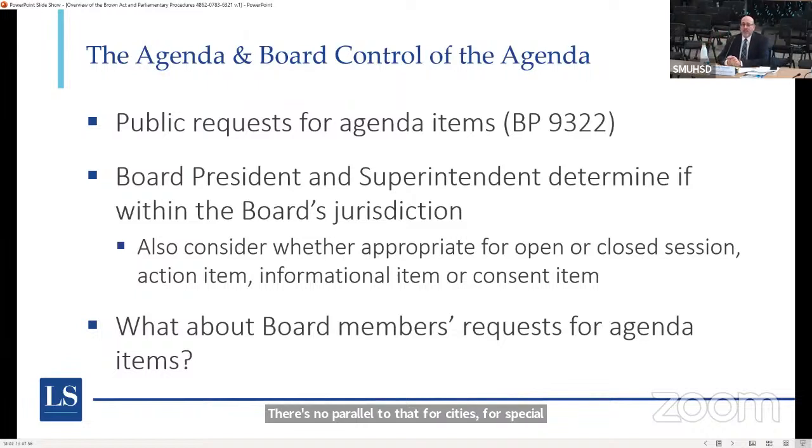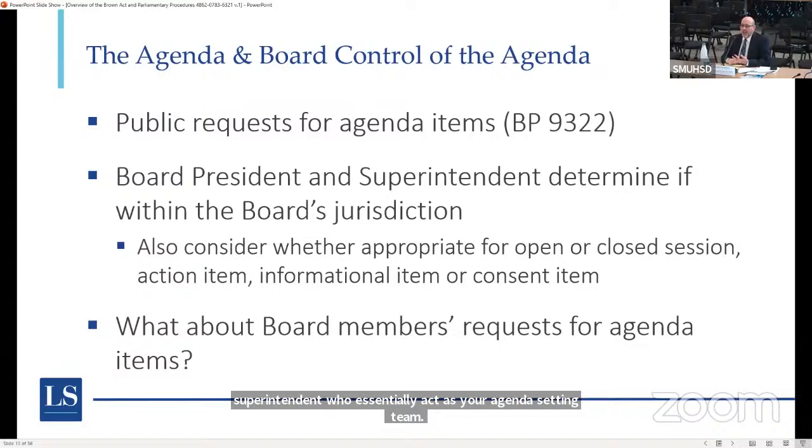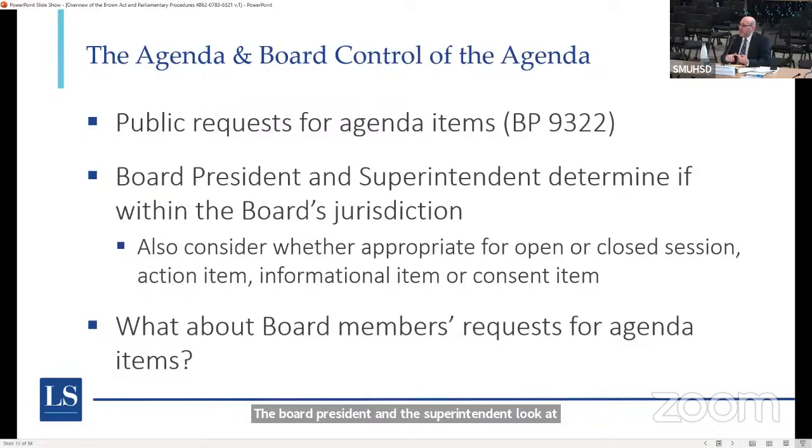So members of the public can ask to include something on your board agenda if it's within the subject matter jurisdiction of the district. And you see the board bylaw up there, 9322, BP is board policy. The way that you have it laid out, which is basically a CSBA-based model, is that a request from the public can come in. It goes to your board president and your superintendent, who essentially act as your agenda setting team. The board president and the superintendent look at that and make the following determinations. Is it in the subject matter jurisdiction of the district?